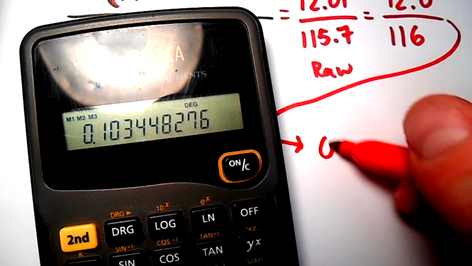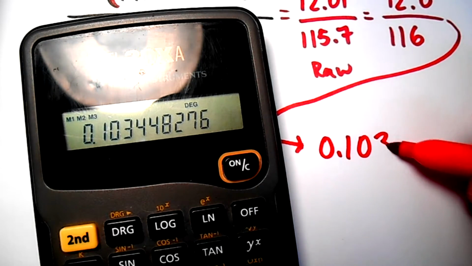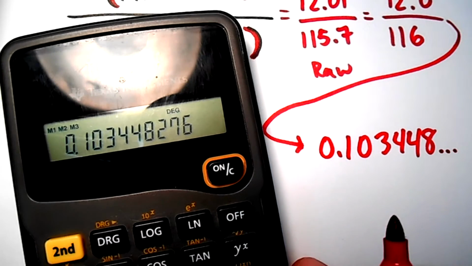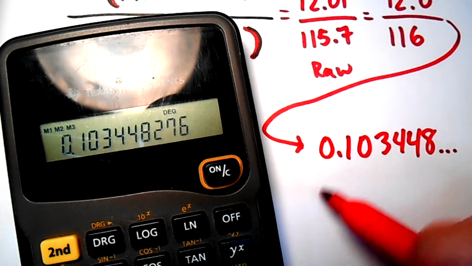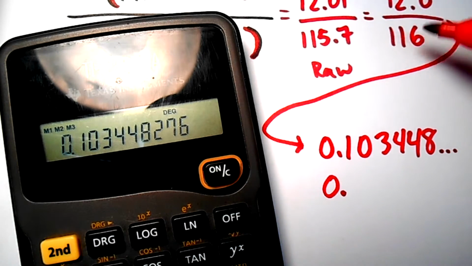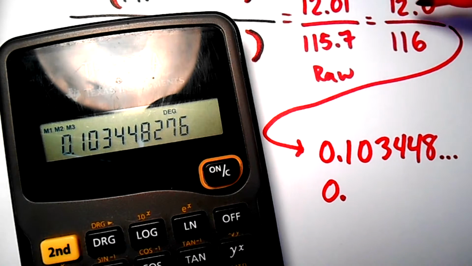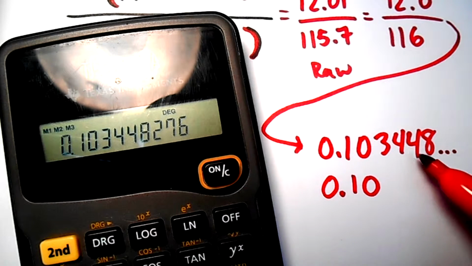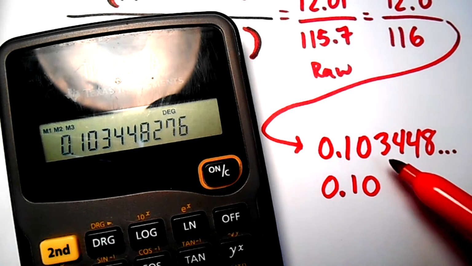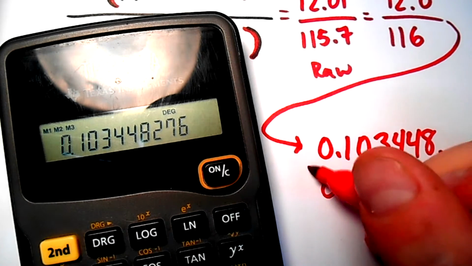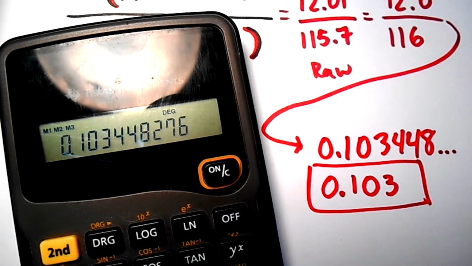And here's my raw answer. I'm getting 0.103448, blah, blah, blah. And so I'm going to round that to 2 sig figs. So this is going to become 0. I'm sorry. I almost made a mistake there. I'm going to count it as 3 sig figs. I'm going to have to round this to 3 sig figs. So I'm going to call this 1, 0, and then before I write the 3, I check the next number. It's not 5 or above, so I'm going to call this 0.103. There's my rounded answer.